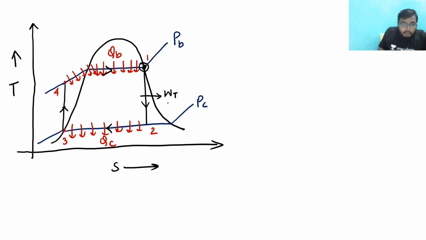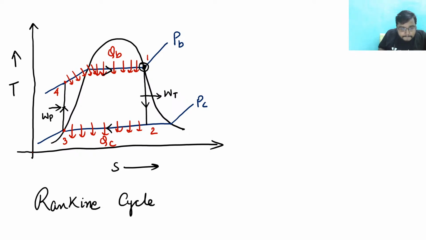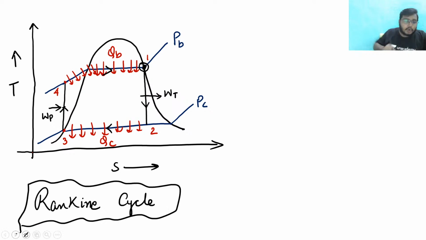So there is work done by the turbine, and here you are giving the pump work. And see, everybody, this is actually the Rankine cycle. This is nothing but the Rankine cycle. Based upon this cycle, power plants are designed, and we are going to see these things in a little bit greater detail, how these things are very important and how they are changing lives.